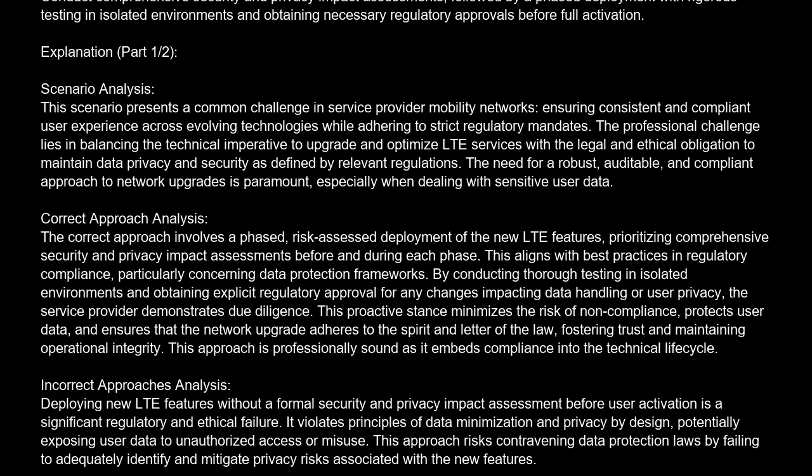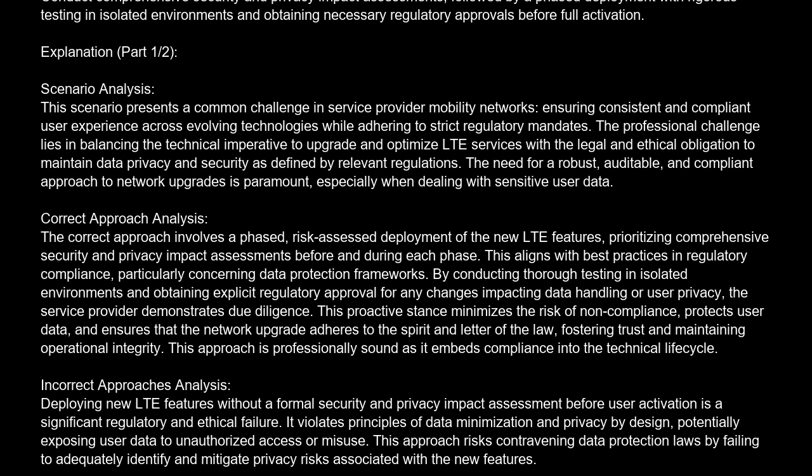The professional challenge lies in balancing the technical imperative to upgrade and optimize LTE services with the legal and ethical obligation to maintain data privacy and security as defined by relevant regulations. The need for a robust, auditable, and compliant approach to network upgrades is paramount, especially when dealing with sensitive user data.